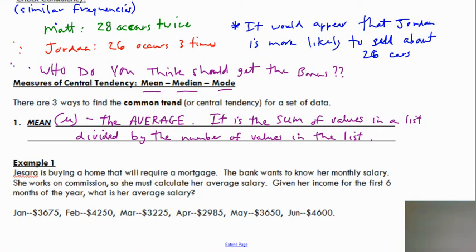So let's say you had 10 tests, and you could take your 10 marks, add them all up, divide by 10, and you could come up with an average. That would be a simple way of coming up with marks, let's say. But here's another example. Here we have example 1. Jasara is buying a home that will require a mortgage. The bank wants to know her monthly salary. She works on commission, so she must calculate her average salary. Given her income for the first 6 months of the year, what is her average salary?